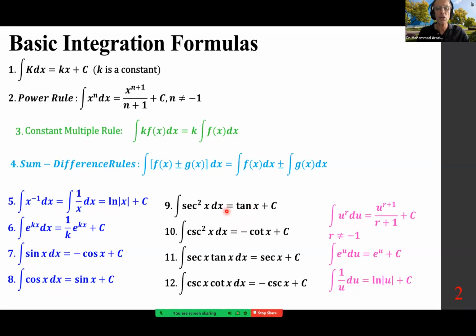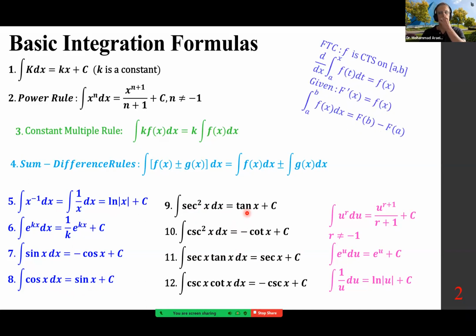The derivative of tangent was secant squared, so the integral of secant squared x dx must be tan of x plus a constant, and so on and so on.